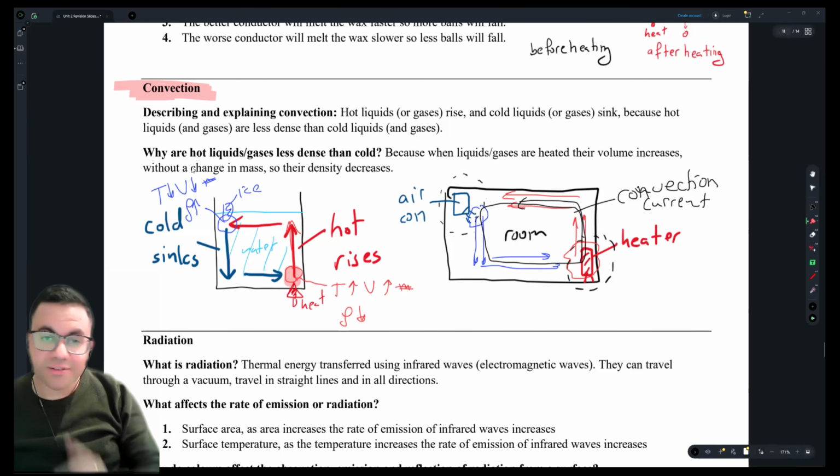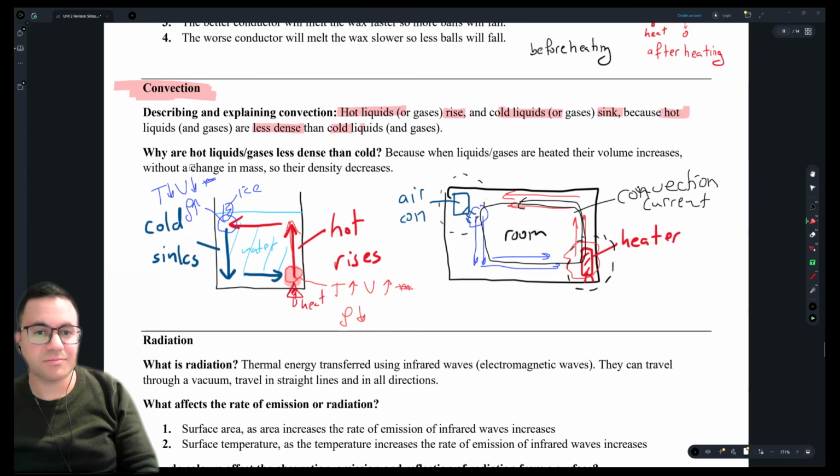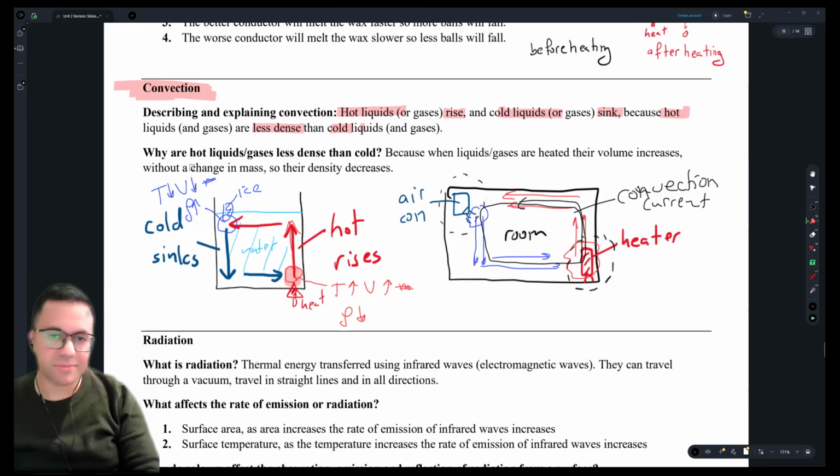So how do I explain it? Very briefly. Hot stuff rises, cold stuff sinks because hot is less dense than cold. Liquids or gas doesn't matter. Okay?